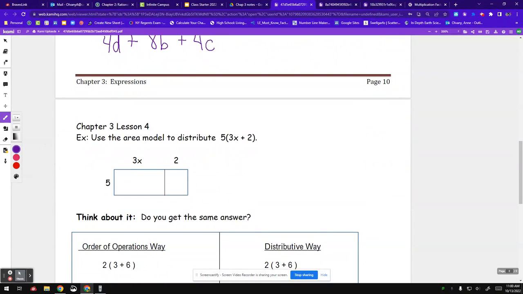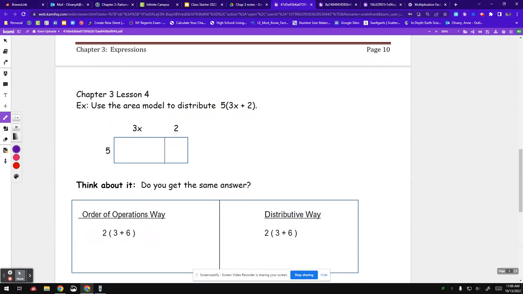Another way to think about this is using an area model, which I just heard your collective groan from elementary school. However, it makes it super easy. You're going to take the number that's on the outside, put it on the side of your rectangle, and then take what's inside and split it up, 3x plus 2, okay? And then you just multiply like the multiplication fact chart.